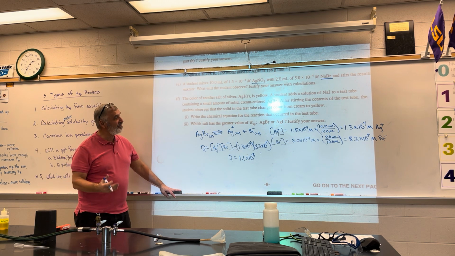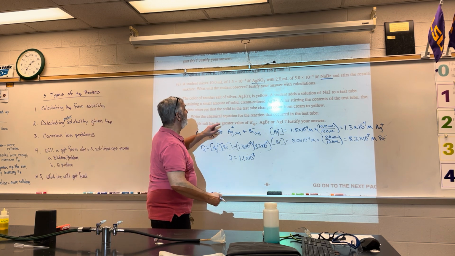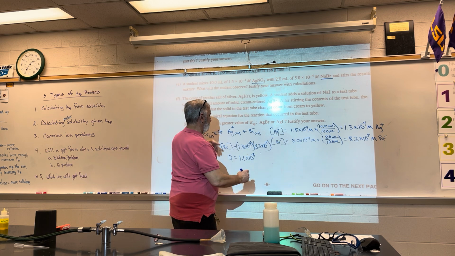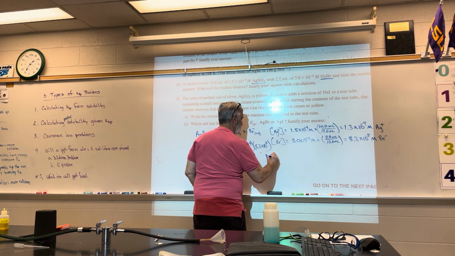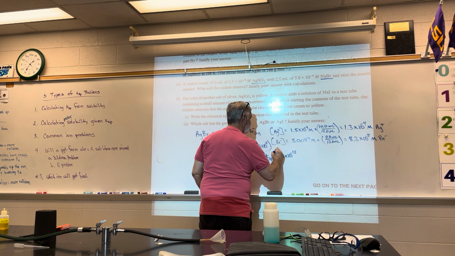So now what do I do with that? And then you compare it to K. Now I compare it to the given K. The given K is somewhere up there. It's 5.0 times 10 to the negative 13. Okay, so that's given.